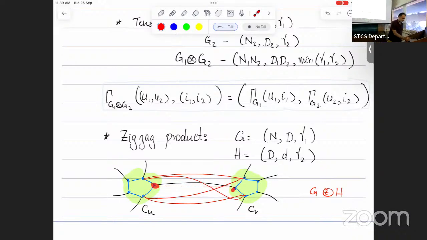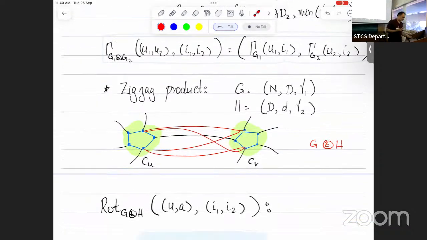Now, that specifies two vertices in those two clouds. Look at their neighborhoods in H and put a complete bipartite graph between the neighborhoods on this side and the neighborhood on that side. Okay, so this was what the zigzag product was.